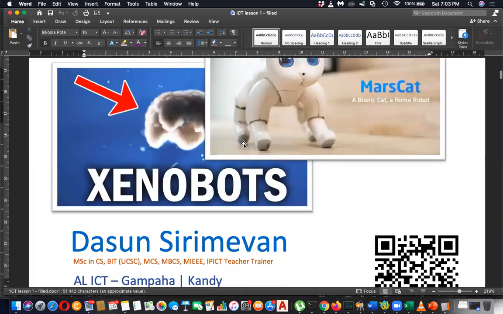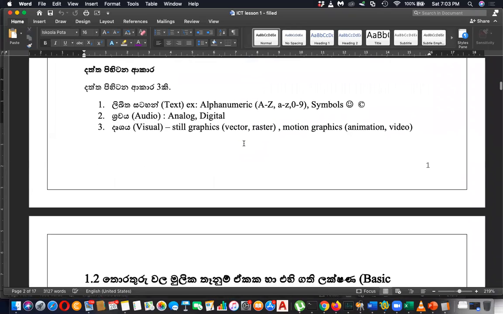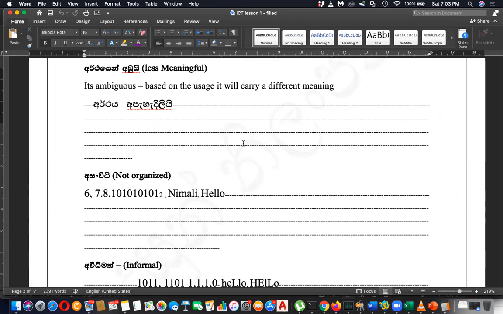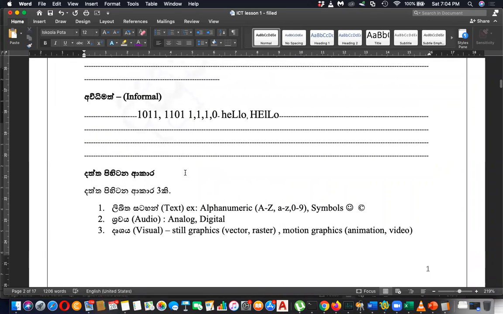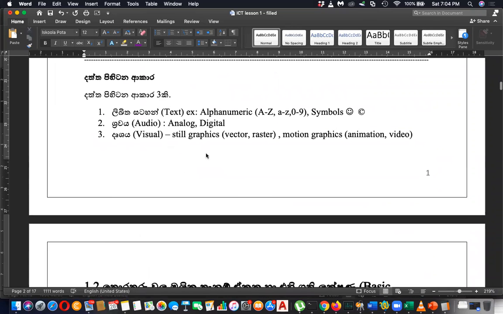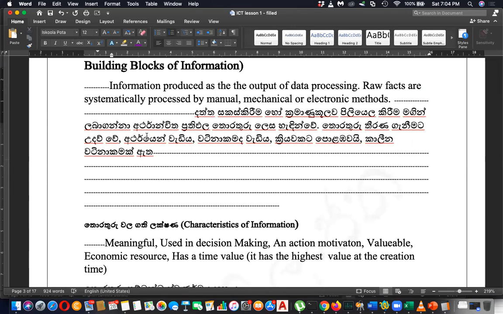So we have recognized information, the data and information. What is the difference between data and information? Data is always ambiguous, less organized, and informal. And there are 3 formats where you can find this data: textual data, audio, and visual data. When it is processed through certain procedures, we can create meaningful facts or meaningful information. So data are used and processed to create meaningful information.